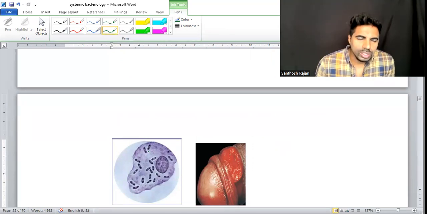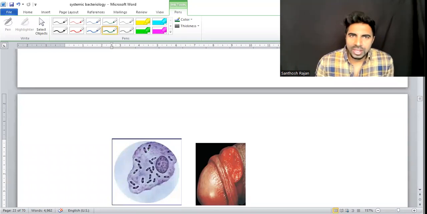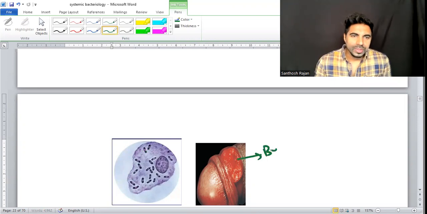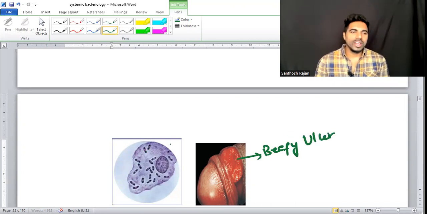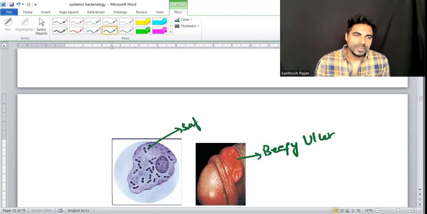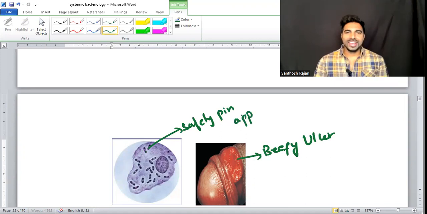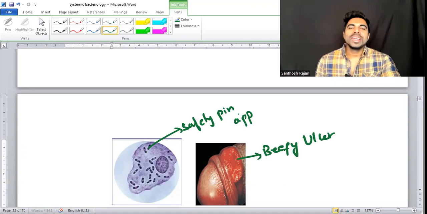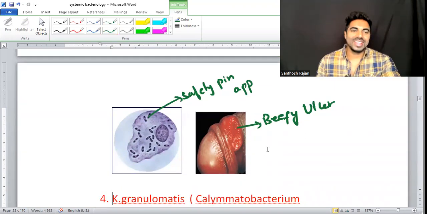And now, what is the next one? What is this? You're seeing the safety pin appearance. Okay. And what is this one? You see a beefy ulcer and safety pin appearance. So, what are you getting? Any clue? Klebsiella granulomatis. Exactly. Okay.